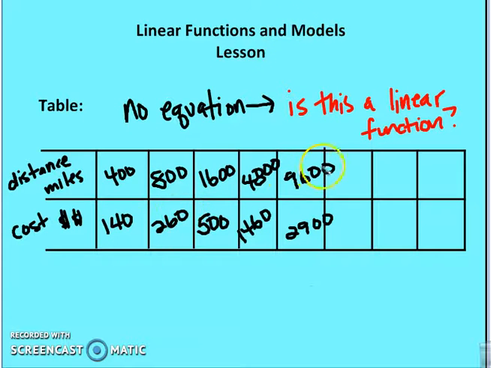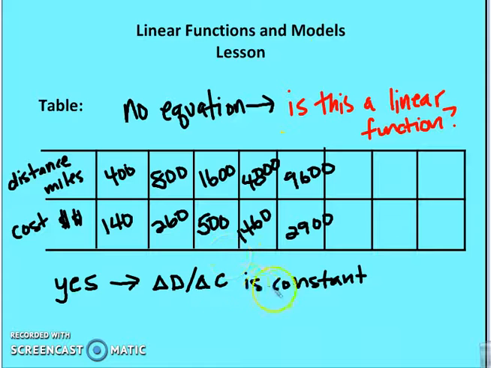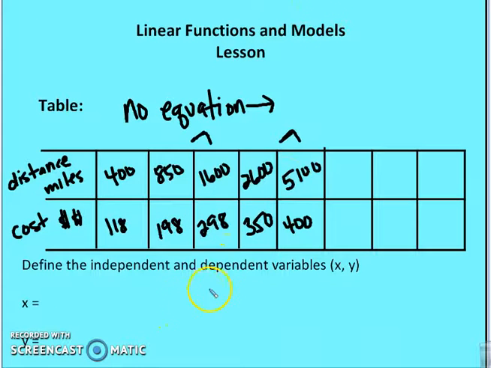All right, so let's figure out if this is a linear function, and then let's see if we can write an equation to model this function. Yes, it is a linear function. The slopes are the same between all the points. So the change in c over the change in d is constant. That's really the slope here, and it's constant.